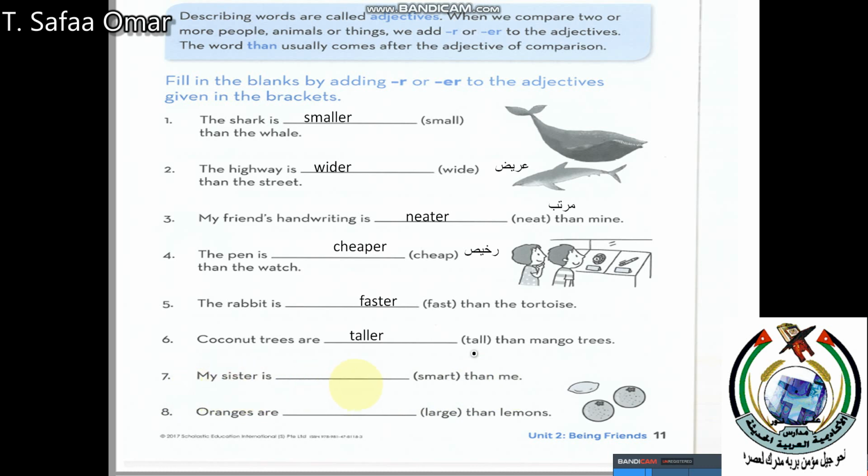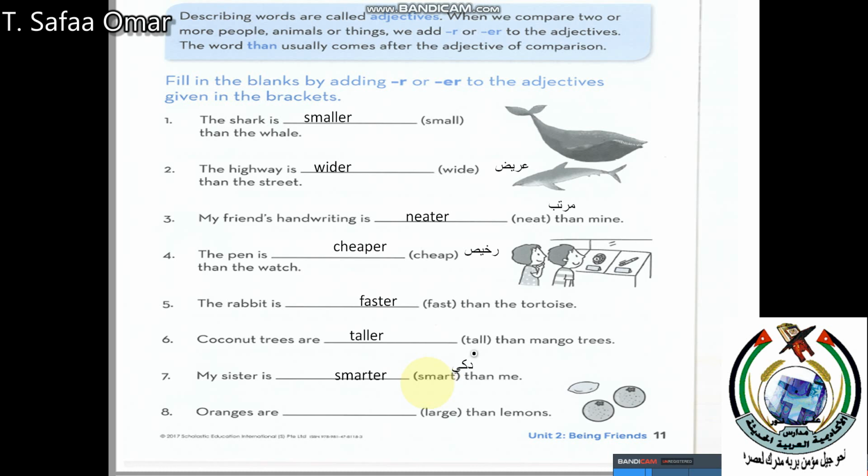Number 7. My sister is than me. The adjective is smart. I'm going to compare between my sister and me. بقارن بين أختي وبين نفسي. So we have two things, two persons. So smart with comparative will be smarter.